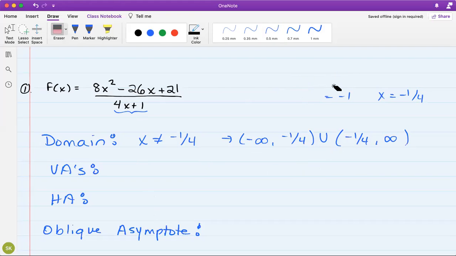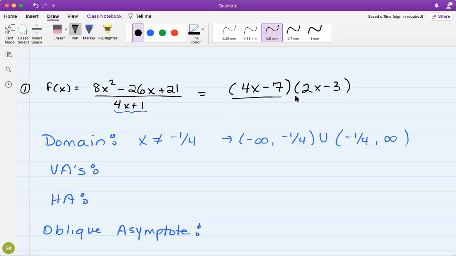What I'm going to do is factor the numerator. Now, notice that this is a quadratic, and this is actually factorable. I'm not going to go through all of this. You can factor this on your own, but what you should get is 4x minus 7 times 2x minus 3. So if you FOIL this out, you'll see you get 8x squared, then a minus 12x and a minus 14x, which make a minus 26x. And then 7 times 3 is 21. Okay, so this is the factored form.